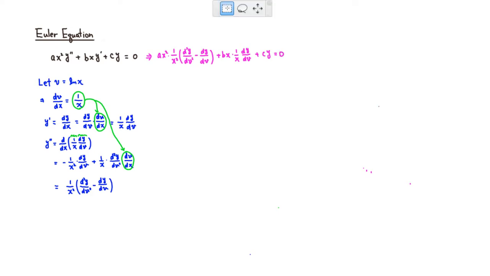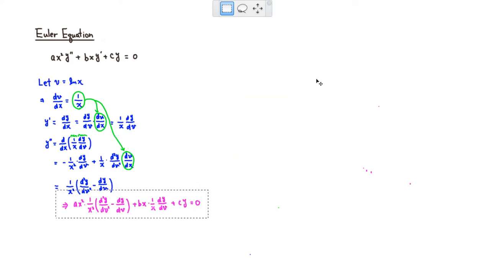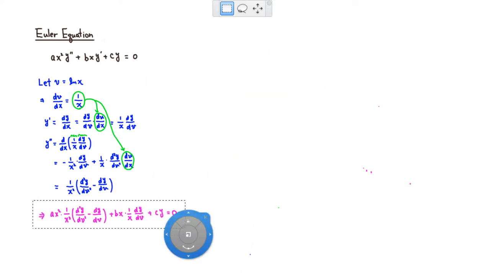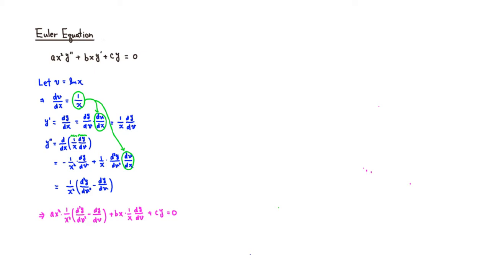Actually, I'm going to move this down here and clean it up a bit. The x squared and x squared cancel out. Here the x and x cancel out. Now I'm going to collect like terms.